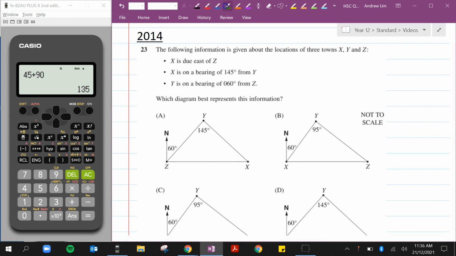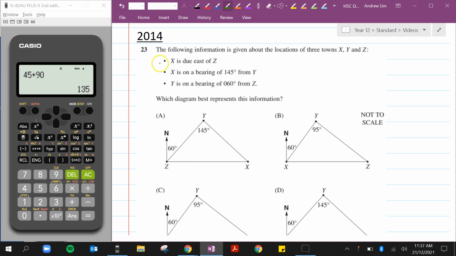Right, question 23 of the 2014 paper. The following information is given about the locations of 3 towns X, Y, and Z. X is due east of Z. X is on a bearing of 145 degrees from Y. And Y is on a bearing of 60 degrees from Z. Which diagram best represents this information?